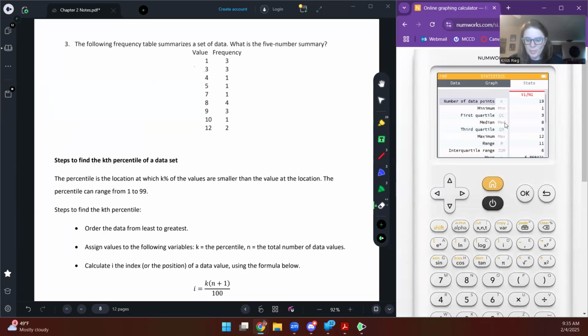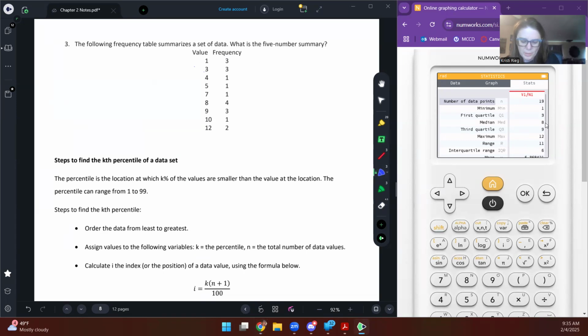There's my 5-number summary. We can see that the median is definitely 8, but again, which 8 was it? So this would be a little more complicated to do without writing out the full number line or the whole data set and then counting it out like we did above. So this is a faster way.